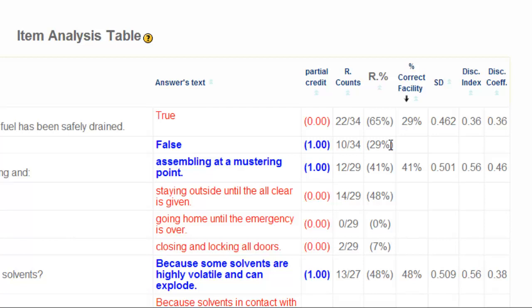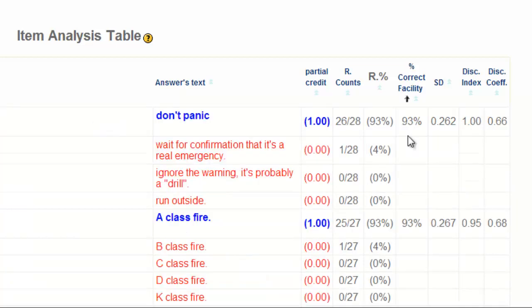back in class and take a look at that question again and try and figure out why 65% of the students answered it incorrectly. If we want to do the exact opposite of what we've just done and look at which questions the students answered most correctly, we can click on the blue percent correct facility text again. That arrow is going to reverse, and then that's going to be showing us the results from high to low.